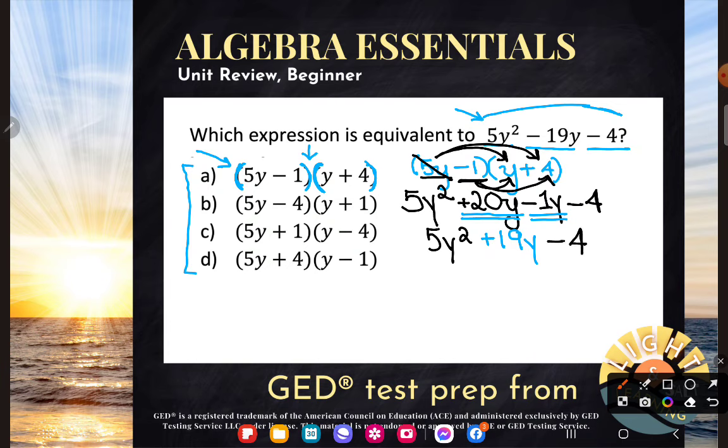So this expression looks pretty tempting because it's very similar to the one above. I have a 5y squared, and there's a 5y squared. I have a negative 4, and there's a negative 4.